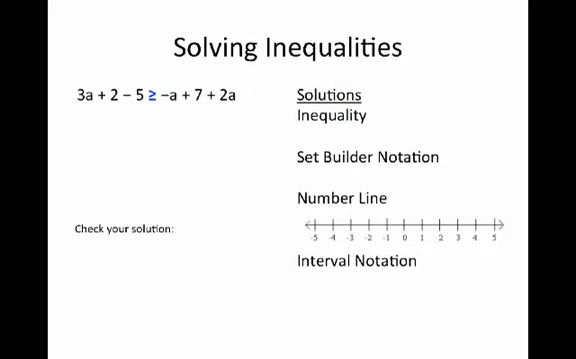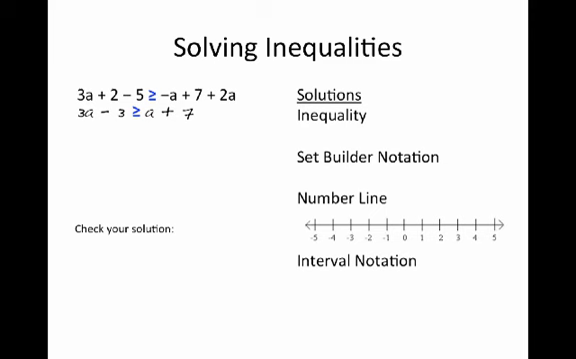Let's try some. Here's an inequality. 3a plus 2 minus 5 is greater than or equal to negative a plus 7 plus 2a. I'm going to simplify each side of the inequality first. On the left-hand side, I can combine 2 minus 5 to get negative 3. So on the left-hand side, I've got 3a minus 3. On the right-hand side, I can combine like terms. Negative a plus 2a is a plus 1a. Notice I just wrote that as an a, and I've still got my plus 7.